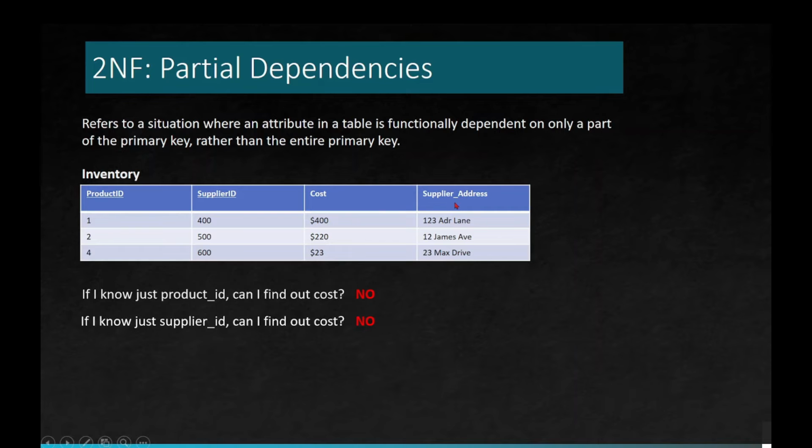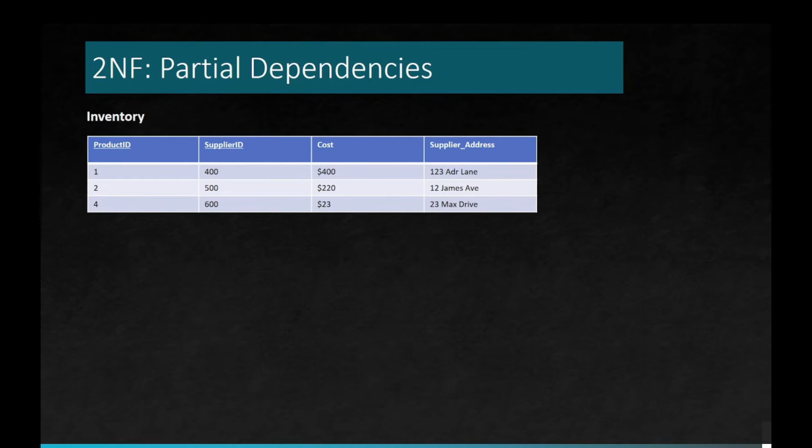Now let's take a look at the supplier address. If I know just the product ID, can I find out the supplier's address? In this case, the answer is no. Why is that so? Because there can be more than one supplier for the same product. So we could have company A supplying water bottles and company B supplying water bottles. If you try to look up the supplier's address based on the water bottle, you would only find one address, but you would miss an address because you have more than one address.